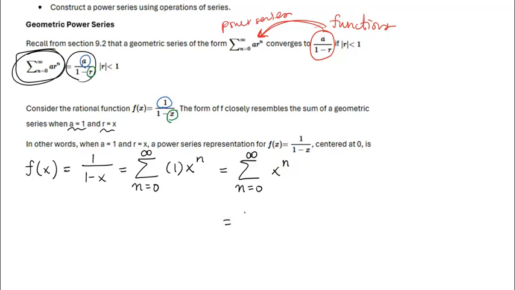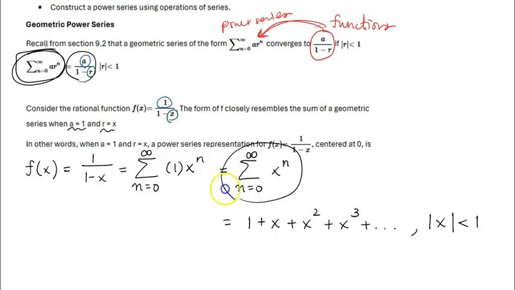If I were to write out a few terms, when n is equal to 0, x to the 0 is 1. When n is 1, we just have x. When n is 2, we have x squared, and so on and so forth. And it's actually equal to this sum. It converges, but only if the absolute value of x is less than 1.